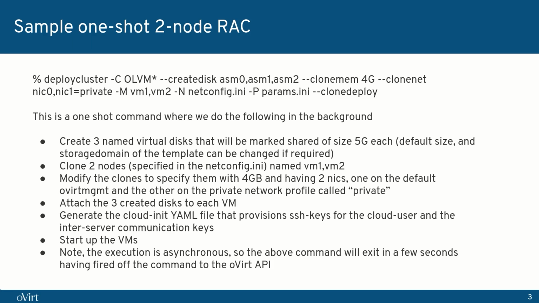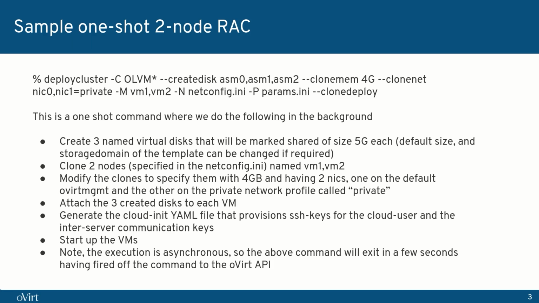So now, let's look at some real life examples. And here is a sample one-shot 2-node rack. Okay, so this command looks quite long. Deploy cluster -c olvm star everything. All that, the top line basically. But essentially, it explains what we do. All right. So one thing you'll notice, we use the wildcard in the -c, which is the create from a template. The olvm is the wildcard name of the template, but you can use a UUID if required, just to uniquely identify it.